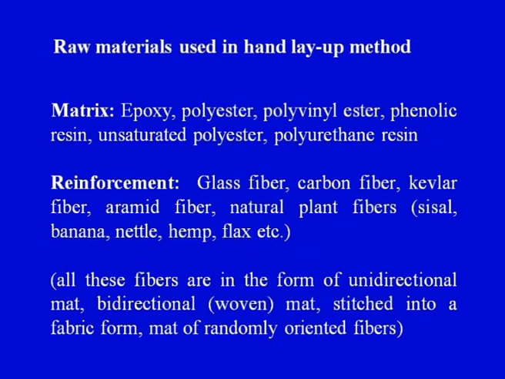So depending upon the requirement, we will choose the type of the reinforcement. Either we are going to use it in the cloth form, or in a randomly distributed form, or as a differentially oriented mat or randomly oriented fiber mat. So we can see we have different types of fibrous reinforcement and different types of matrices which can be clubbed together in the hand layup process to make a composite product. Now the hand layup procedure is very simple.